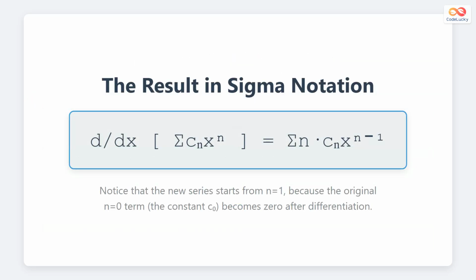When we assemble our results back into the compact sigma notation, we get our final formula. The derivative with respect to x of the sum of c sub n times x to the n equals the sum of n times c sub n times x to the power of n minus 1. It is important to note that the new series now begins its index at n equals 1. This is because the original n equals 0 term was a constant, and its derivative became 0, effectively disappearing from the sum.